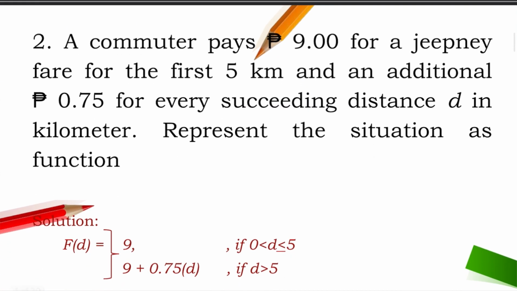Example number 2. A commuter pays 9 pesos for a jeepney fare for the first 5 kilometers and an additional 75 centavos for every succeeding distance in kilometers. Represent the situation as a function.